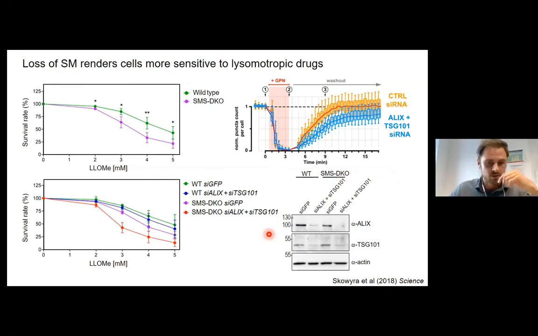sensitivity to lysosomotropic drugs. As you can see here in blue, an ESCRT knockdown in wild-type cells leads only to a minor enhancement in sensitivity, which is not significant. However, the same knockdown in SMS double knockout cells, as seen here in red, gave a strong additive effect in drug sensitivity. So while either knocking down ESCRT or knocking down sphingomyelin synthases by itself has rather a minor effect on repair, removing both pathways causes a massive increase in drug sensitivity, which we think points towards the direction of two independent pathways.